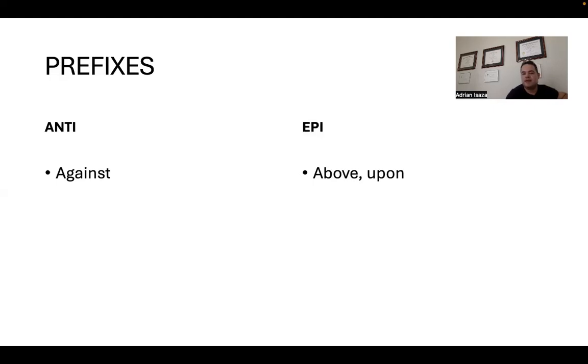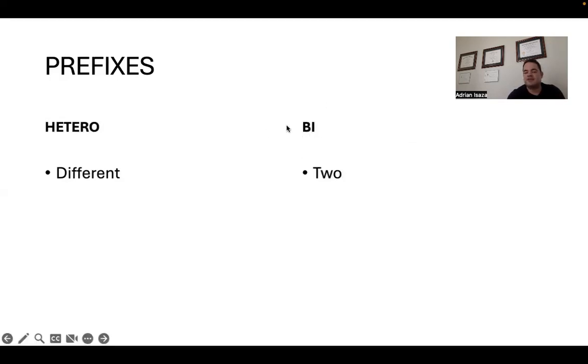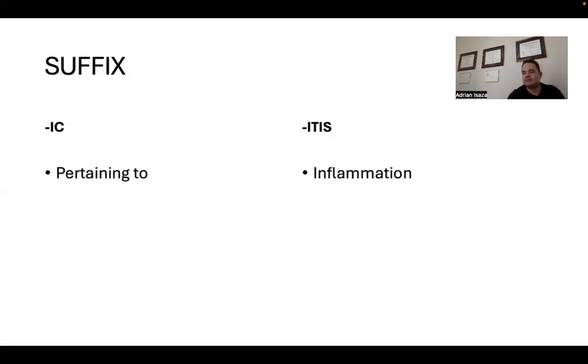Epi means above, upon, right? Let's move on. Next prefix is hetero, right? Hetero means different. Homo means same, right? Hetero means different. Bi or di both mean two, right? So bi and di mean two. Make a flashcard. Prefix is bi, the meaning is two. The prefix is hetero, the meaning is different. Right, let's move on.